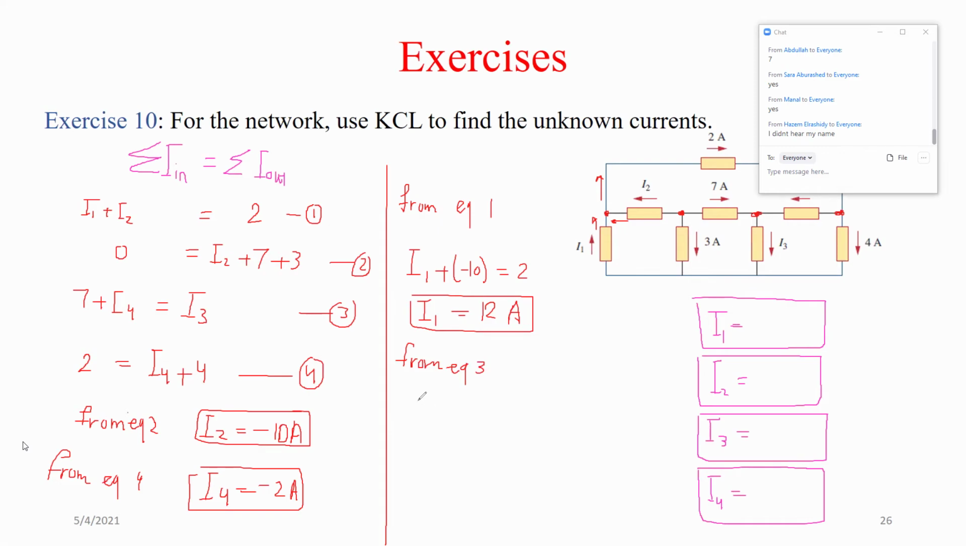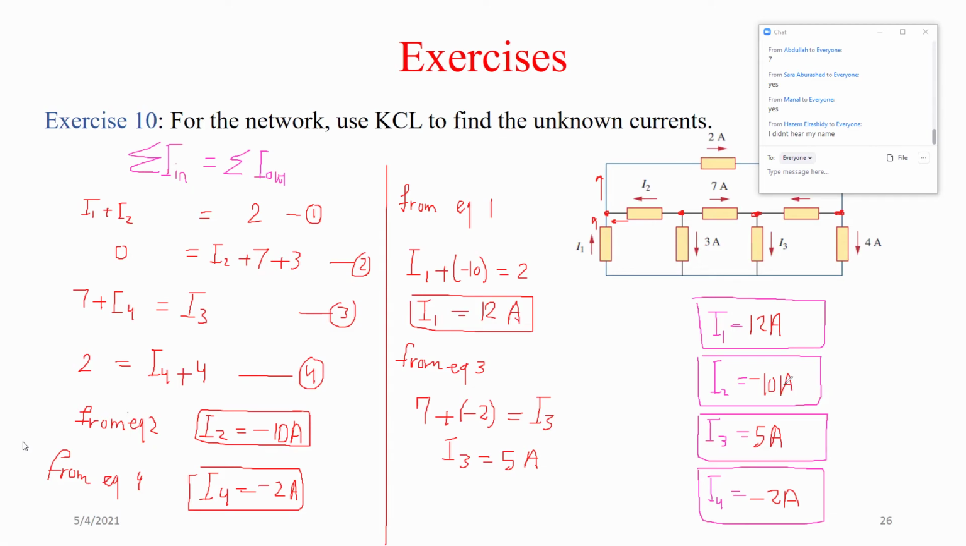Then from equation 3, this is the last equation we did not use, which is 7 plus I4, which is minus 2, equals I3. And from here, I3 equals 5 ampere. So I3 is 5 ampere, I4 is negative 2 ampere, I1 is 12 ampere, and I2 is negative 10 ampere.